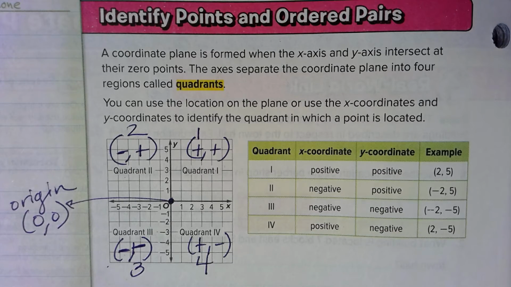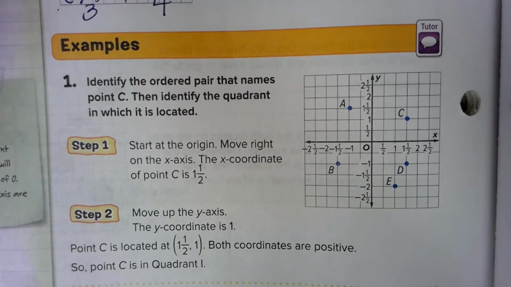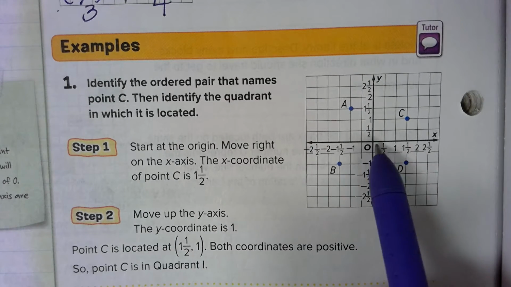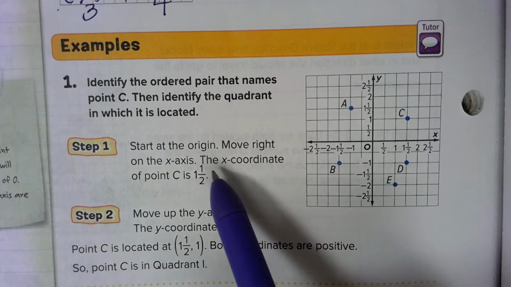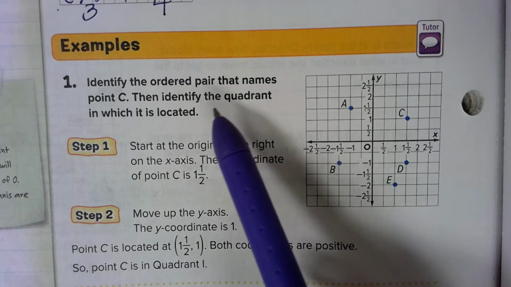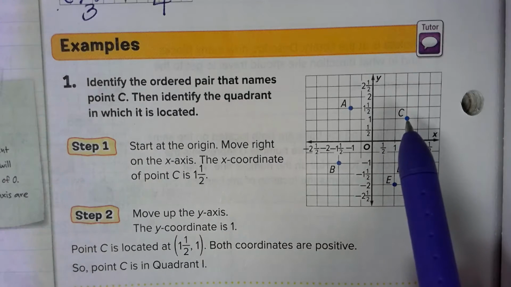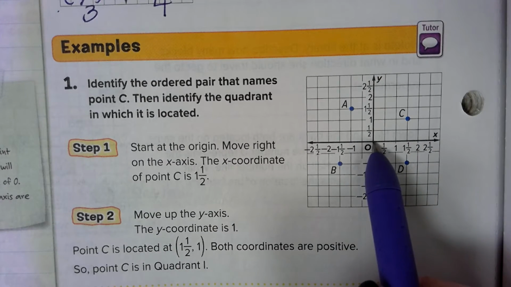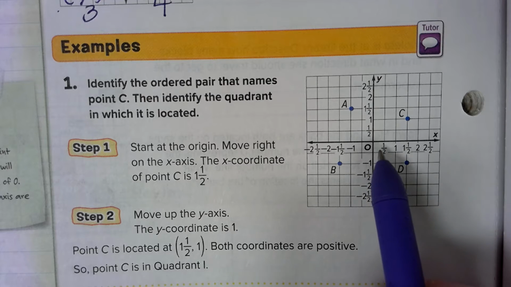So when we're given an ordered pair, we start at the origin. Then we move, depending on positive or negative, left or right, whatever the coordinate is giving us. This one here says, let's identify the pair that names point C. So we're going to try to find the coordinates for this point right here. We're going to start at the origin and move right and up. And this is labeled a little differently.